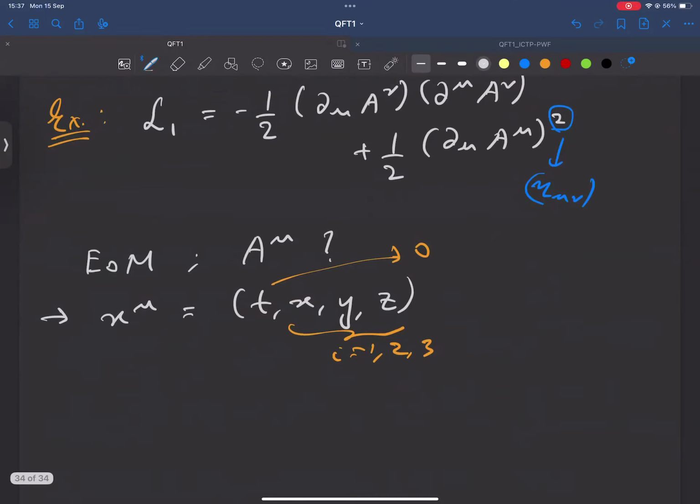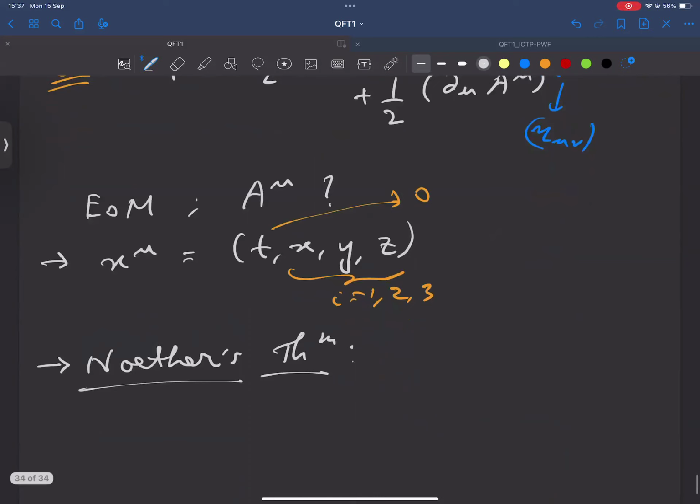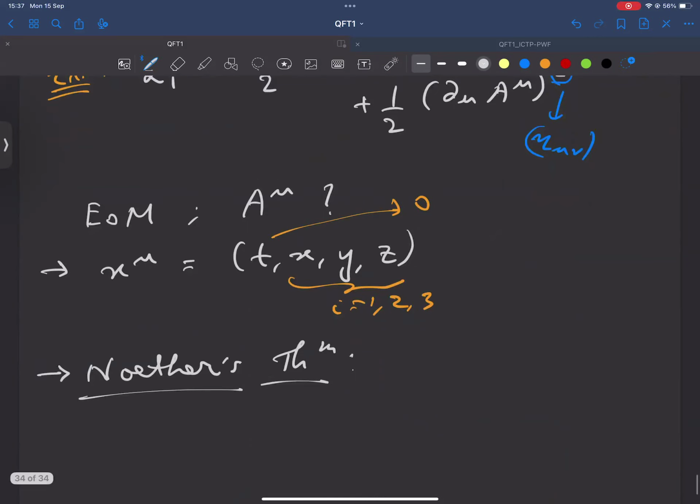Now let's move on to the next important and probably one of the most important concepts in classical field theory, what is called Noether's theorem. And this is where I will discuss the conserved charges thing that was pointed out in the chat. Okay, so Noether's theorem. Maybe some of you have already seen this in the classical mechanics course.